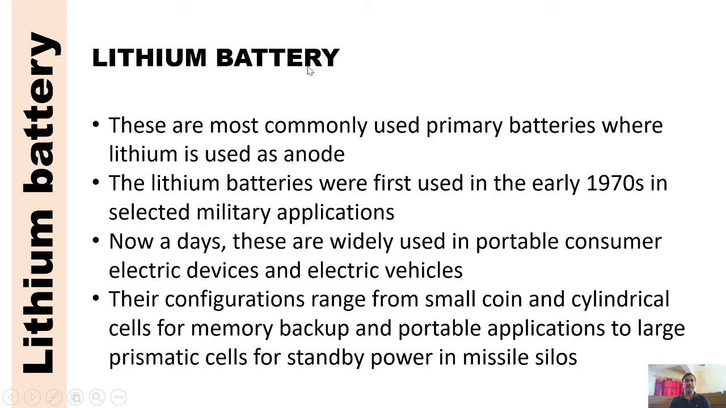Second battery is lithium battery. Lithium batteries are the most commonly used primary batteries where lithium is used as anode. Lithium batteries were first used in the 1970s in selected military applications. Nowadays, these are widely used in portable consumer electronic devices and electric vehicles. Their configurations range from small coin and cylindrical cells for memory backup and portable applications to large prismatic cells for standby power in missiles.